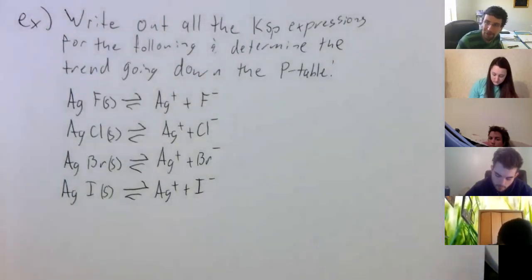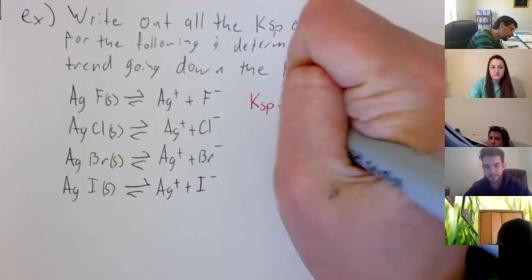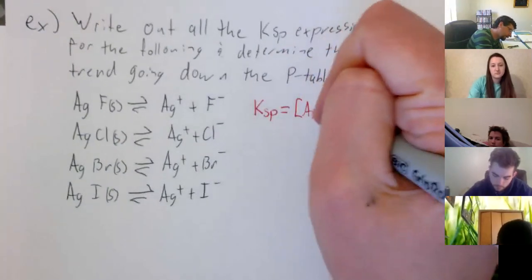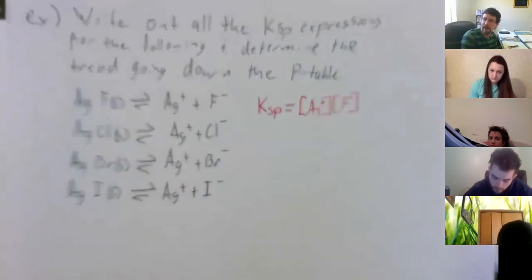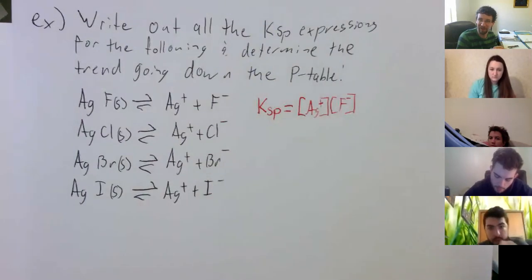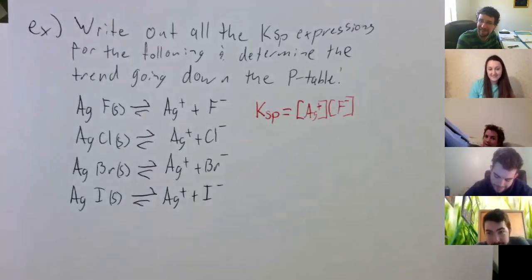All right. So, blast from the past, trying to recall these KSP expressions. Isn't it just Ag plus times F minus? It's products over reactants, right? So what about this guy? It's a solid. Yeah, there you go. And what do we know about solids? We don't care about them.